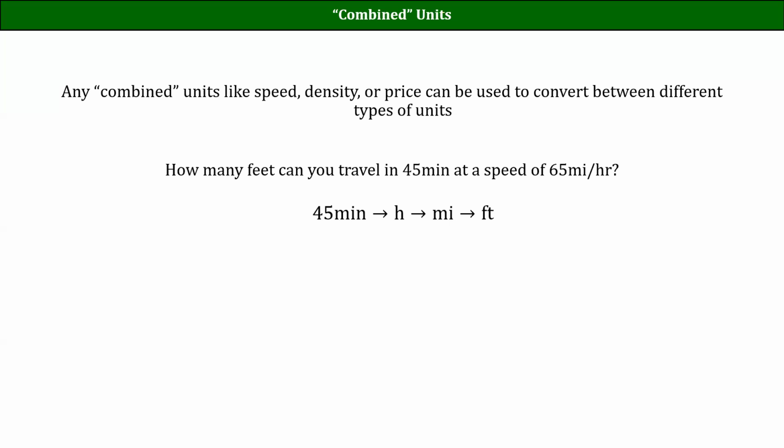I mean, speed's not that weird of a conversion, but we can see this with a lot of things. Density is another really common one, right? We've already seen some examples of that. So in this case, if we took minutes and converted it to hours, then we can use our 65 miles per hour as a conversion. We get from hours to miles, and then we can go from miles to feet just like normal.